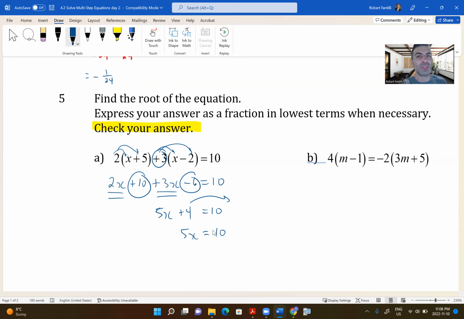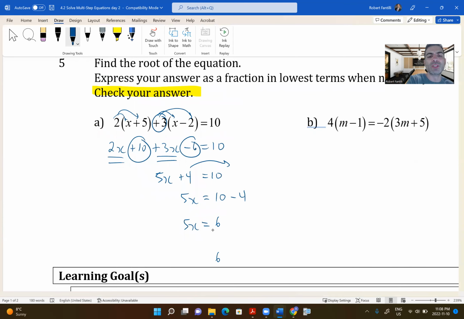We could skip a few things, but this is one that I like to see. So the fact that you switch teams, change jerseys, by the way, you don't have to write the arrow. I just want to see that you wrote 5x equals 10 minus 4. That shows that you know we're subtracting 4 from both sides. Then we get 5x equals 6. Divide both sides by 5. x equals 6 over 5.